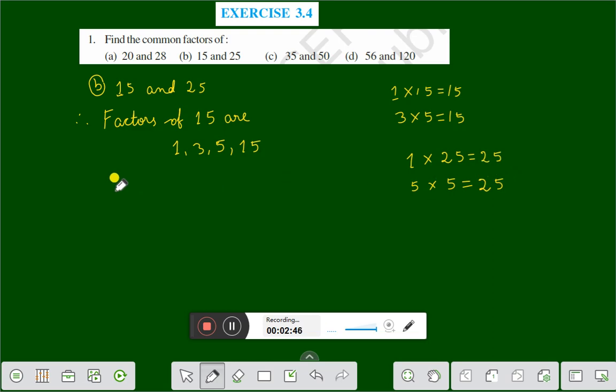Therefore, you can say the factors of 25 are 1, 5, 25.